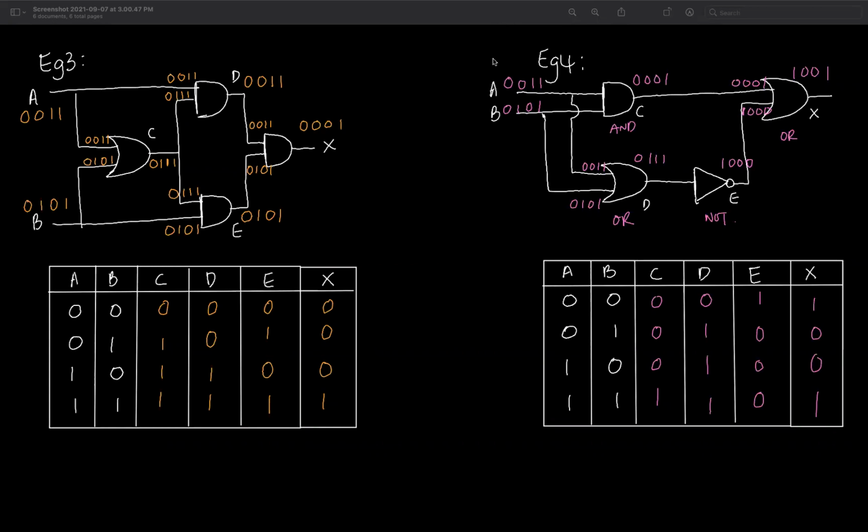So based on these two inputs, what is the outcome you get? Focus on these two and then this one. Okay, these two and this outcome.